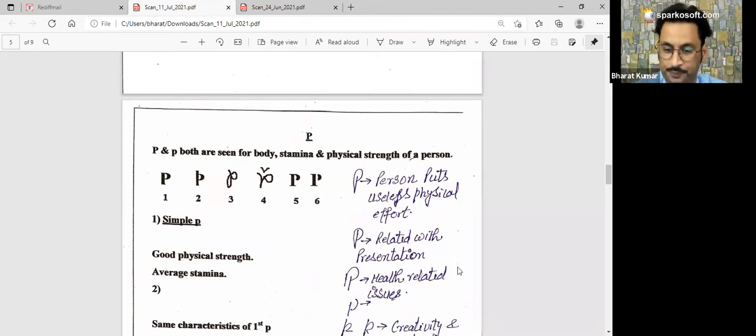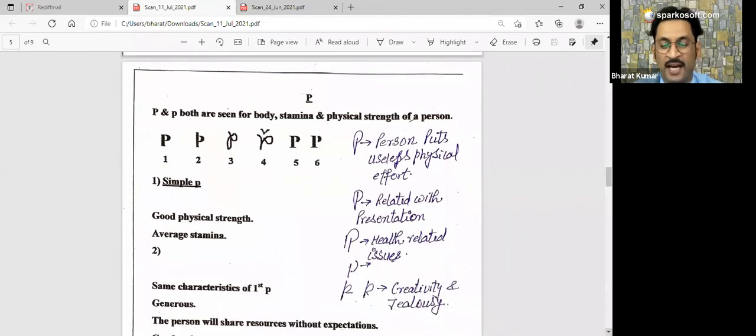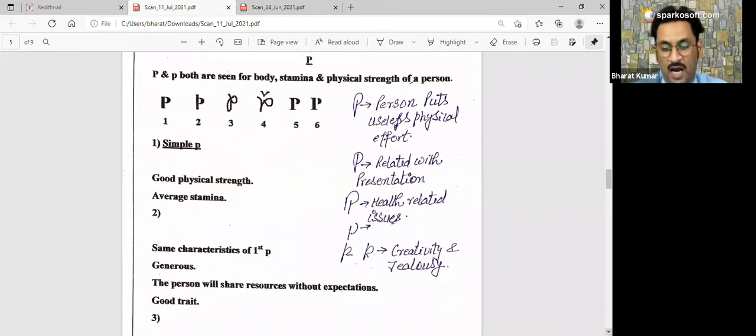Good. Type 2, check. Those people having type 2. Actually type 2 is more similar to type 1. And what is their specialty? These people are generous in nature, and they will share resources without any expectation. These are the ones who do good and forget it, who think of others' welfare. And they generally don't have any expectation from anyone. So this is a good trait. First and second are both supposed to be good traits.